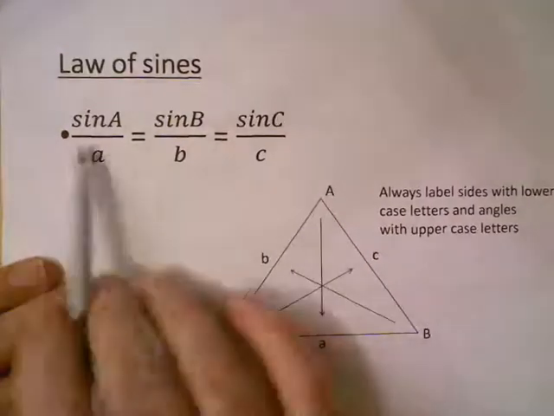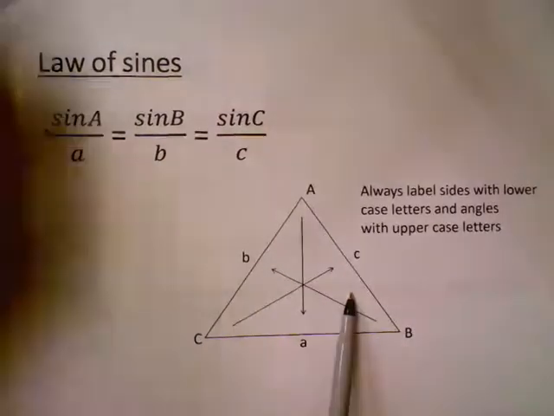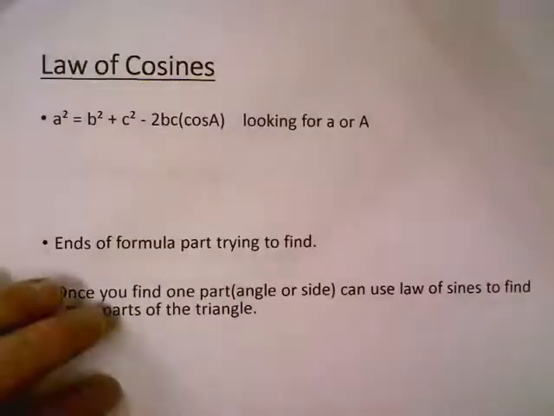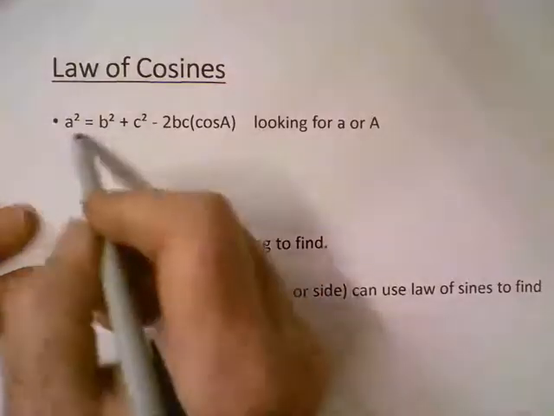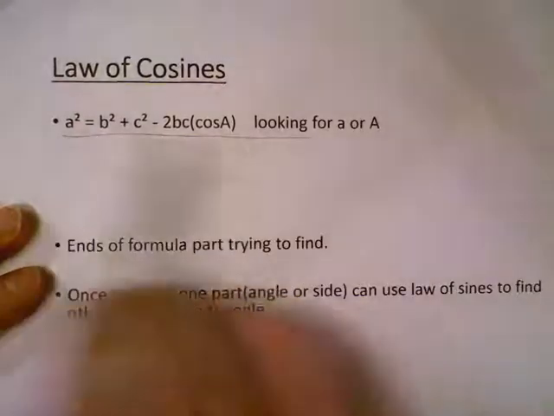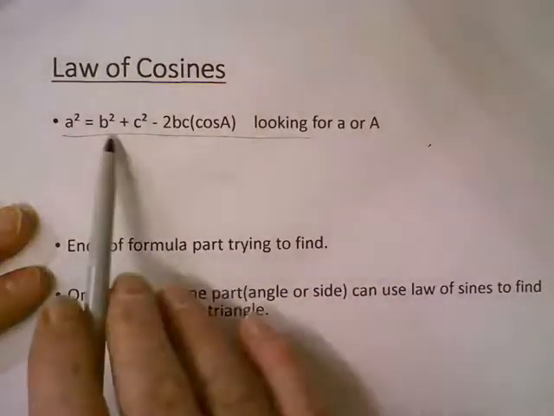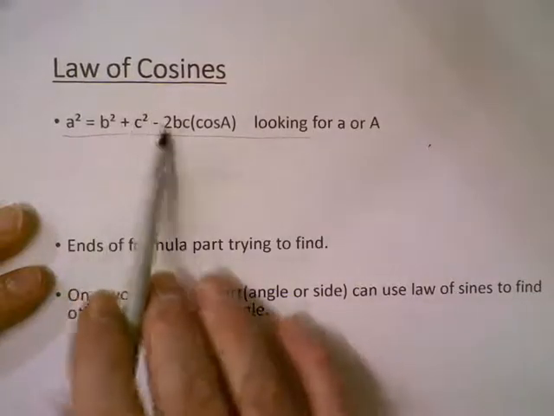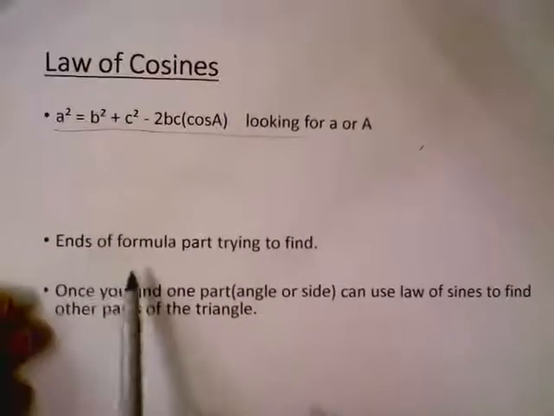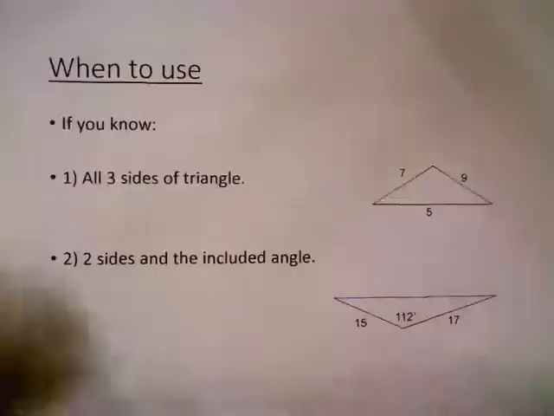The law of sines is this proportion here, and we're going to talk about how to label a triangle. We're going to come back to this slide here in a second. The law of cosines is this big long formula. A lot of people like the law of sines better because the law of cosines looks so difficult. A lot of times the law of cosines is really easy because your calculator is going to do all the work for you. We'll talk about the law of cosines and the ends of the formula here in a minute.